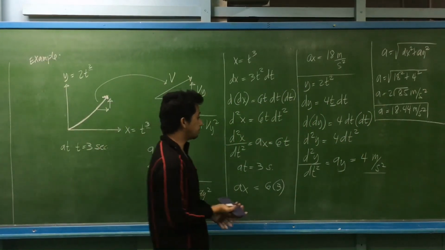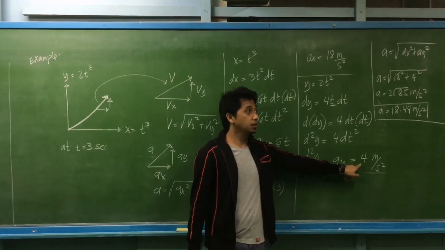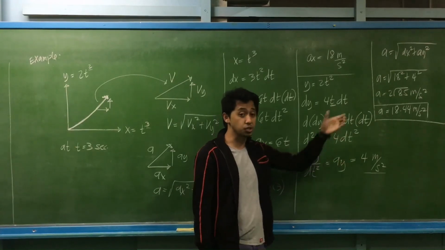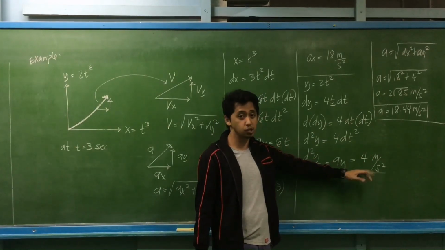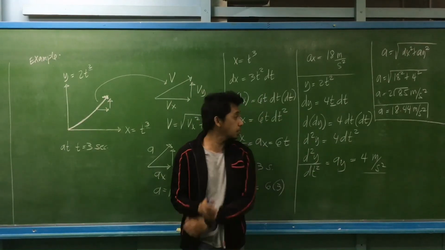So kung nagtataka kayo bakit 4 na automatically, which means at time equal to 3 seconds, the acceleration is already constant. Constant equal to 4 since wala na tayong variable remaining in the equation after the second derivative.